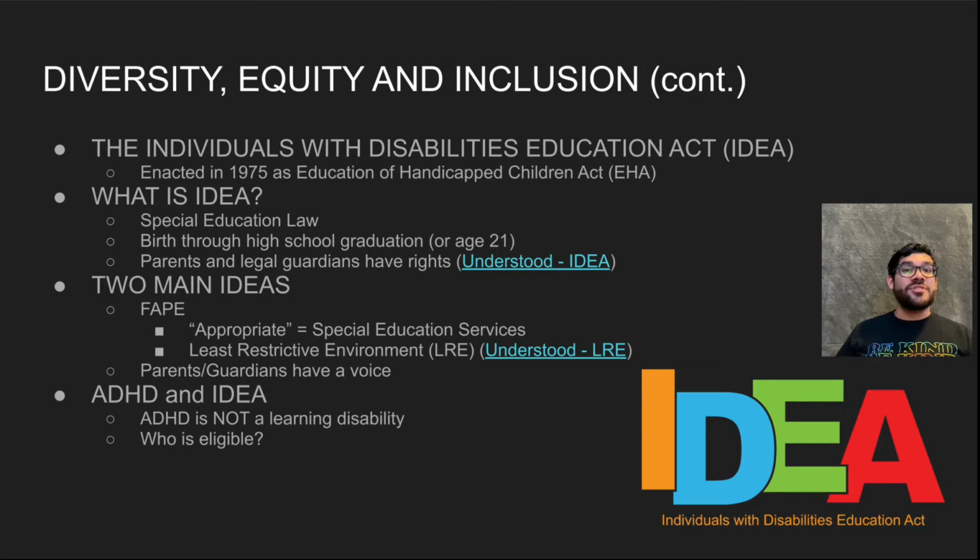So what exactly is IDEA? IDEA is the nation's special education law. It gives rights and protections to kids with disabilities. It covers them from birth through high school graduation, or age 21, whichever comes first. And parents and legal guardians have rights under this law as well.